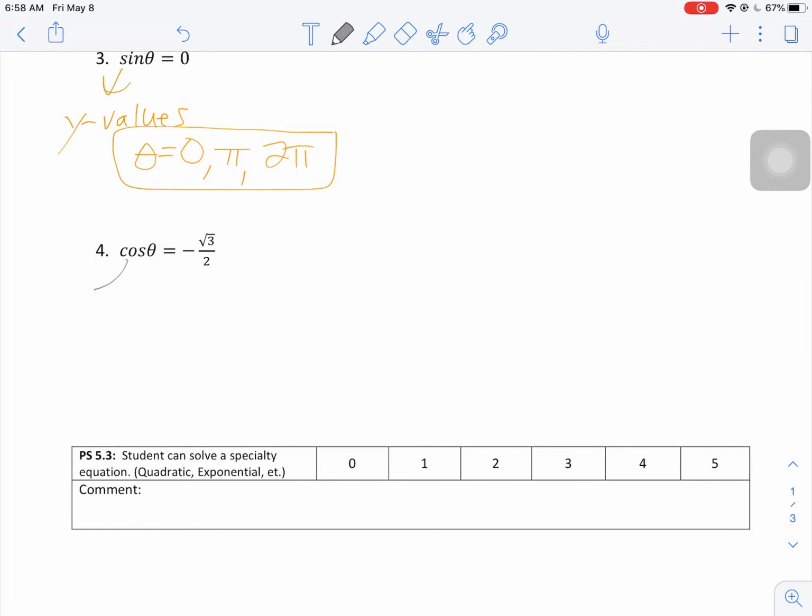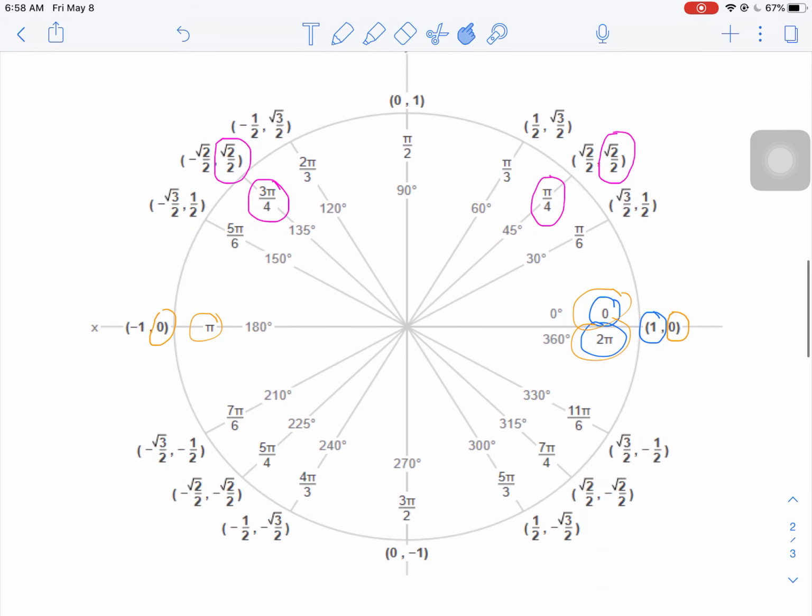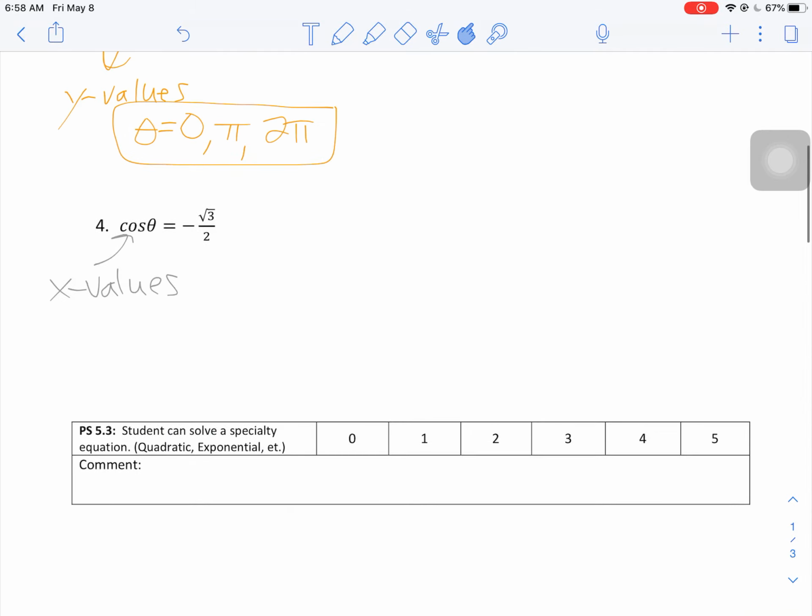And then on this last one, cosine means we're looking at x values. And I want to find on the unit circle x values that are negative root 3 over 2. So here's one right here, x value negative root 3 over 2. The radian measurement of that point is 5 pi over 6. And then here it is again, x value of negative root 3 over 2. The radian measurement is 7 pi over 6. So 5 pi over 6 or 7 pi over 6. All right, that's it. That's all you do.